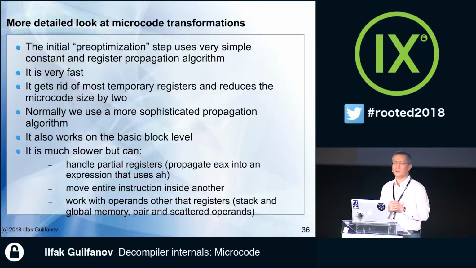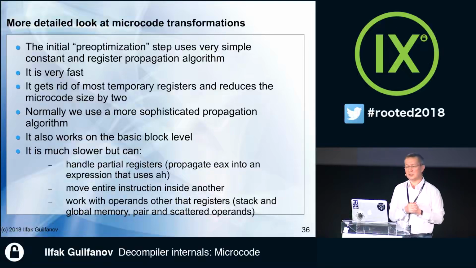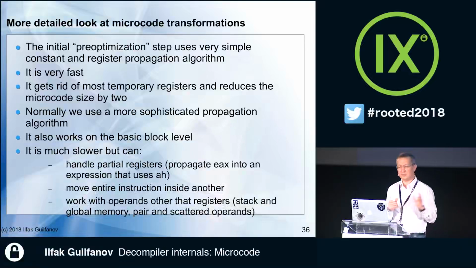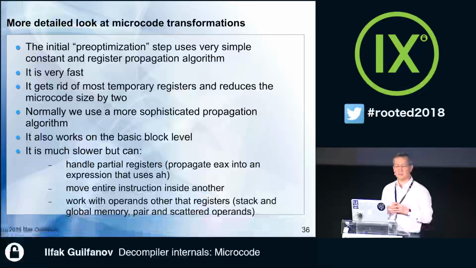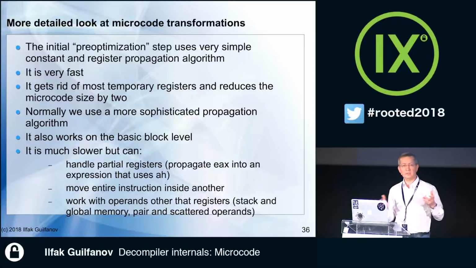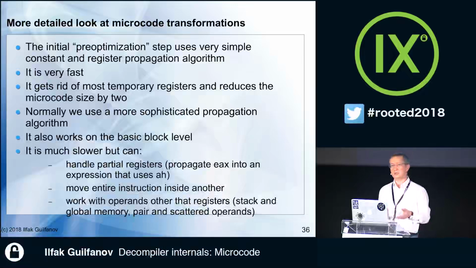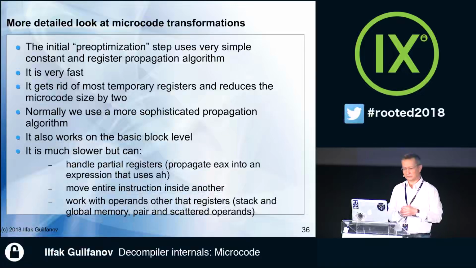Initially, what we do is something called pre-optimization. It's a very simple constant propagation algorithm. It propagates constants and registers as well. It's very fast, blazingly fast. But it gets rid of most temporary registers and divides the microcode size by 2. So we have a much shorter microcode. And by the way, this microcode looks very nice. It can be used for data flow analysis tasks.